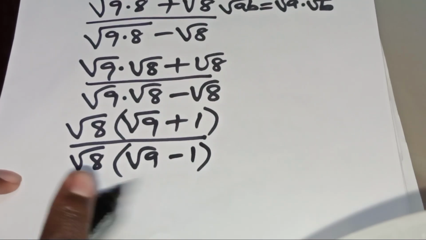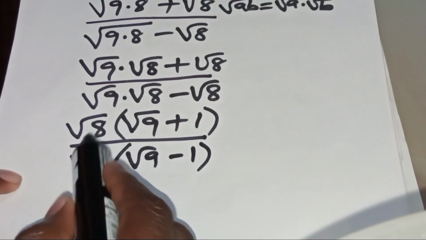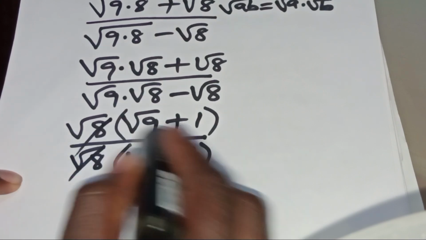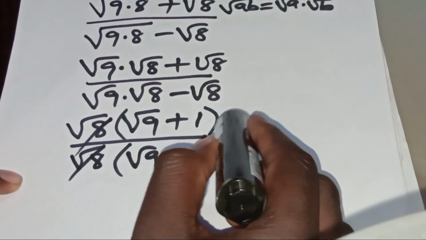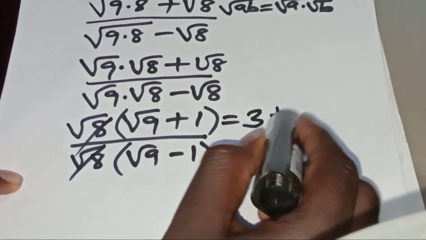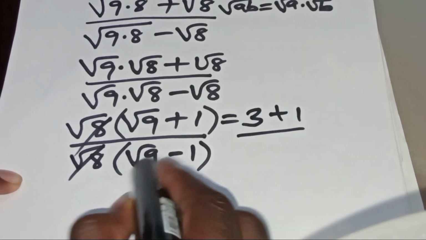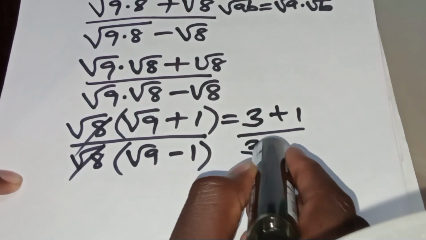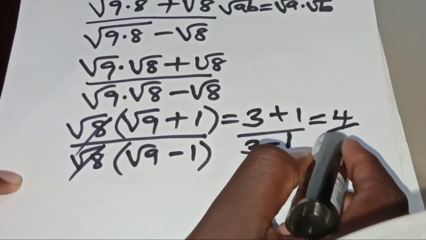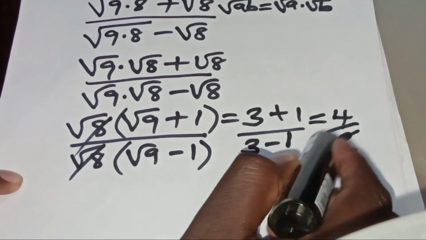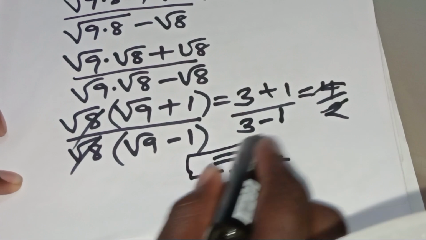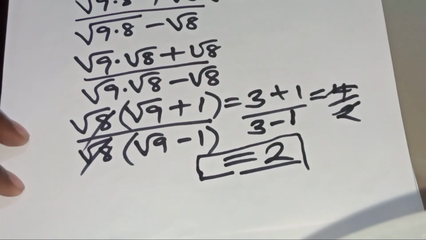Since square root of 8 is common here, we just simplify, so that now we have square root of 9, which is equal to 3, plus 1, divided by square root of 9 again, which is 3, subtract 1. This is equal to 4 divided by 2, which simplifies to 2. So this is the solution applying the first method.